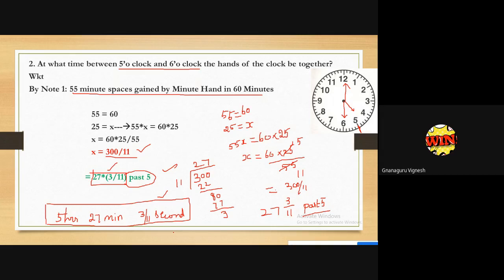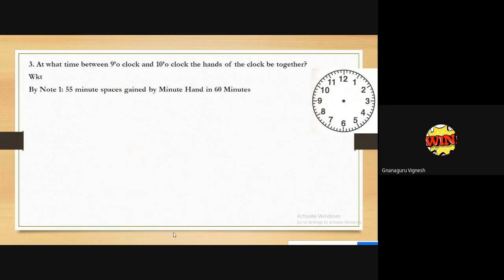Let us try 2 more problems in this. At what time between 9 o'clock and 10 o'clock will the hands of the clock be together? Okay, it is again similar, you should use the same concept. See here, now it is given as 9 to 10. So obviously I can write with the same note number 1, 55 is equal to 60, and always the right hand side of the time is unknown. And now I can see here 12 to 6 I have 30 spaces, 35, 40 and 45. So 45 is equal to x.